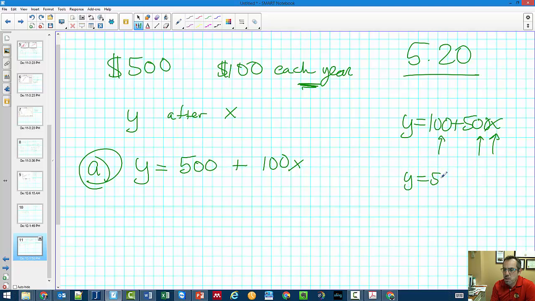If I have y equals 500 plus x, that means I'm just adding $500 to whatever the number of the year is. If I work for 3 years, I'd make $503. And that's kind of a weird pay scale. Basically, since there is no number there, it means I make $1 per year, $1 times x. So that's 5.20.